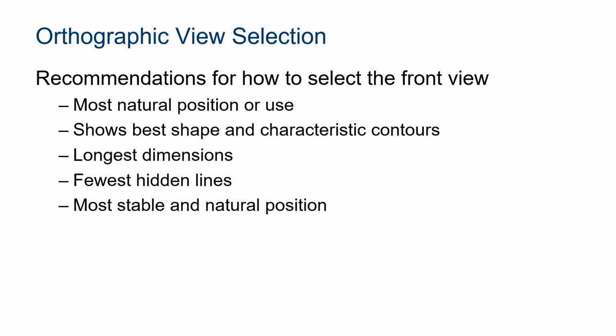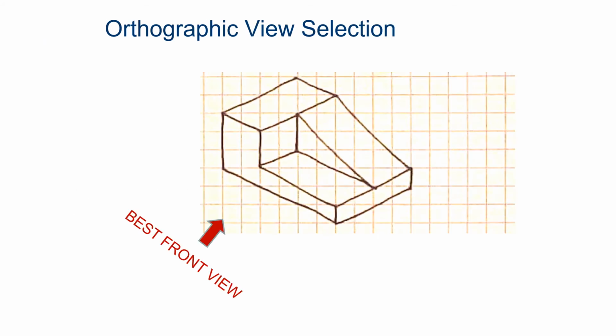Orthographic view selection. Recommendations for how to select the front view: the most natural position or use, shows the best shape and characteristic contours, has the longest dimensions and the fewest hidden lines, and it's the most stable and natural position. So that last rule is what they broke with the previous view. Should have been flat down, most stable.